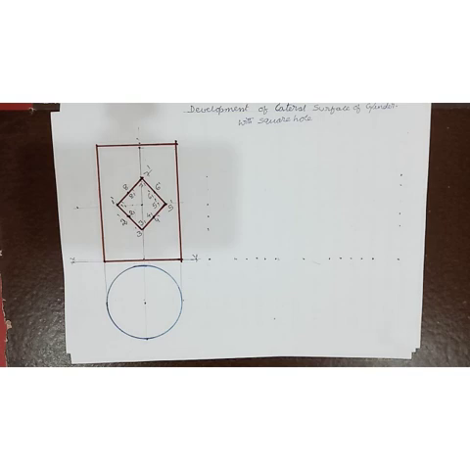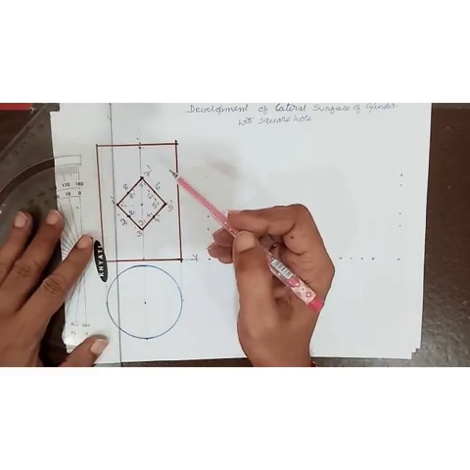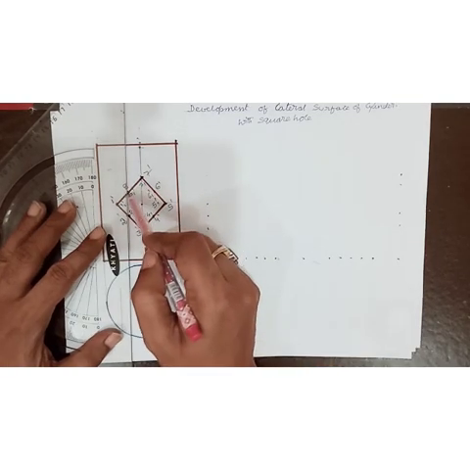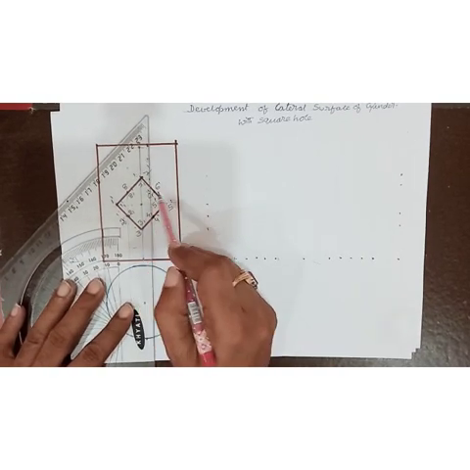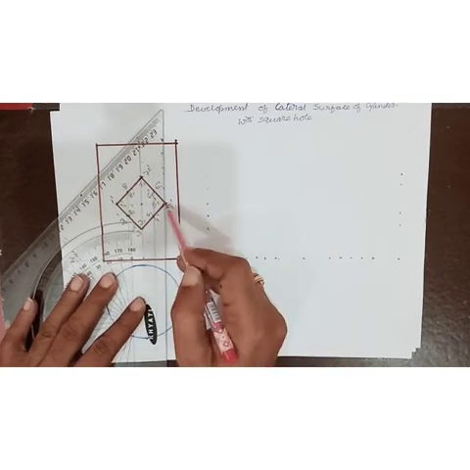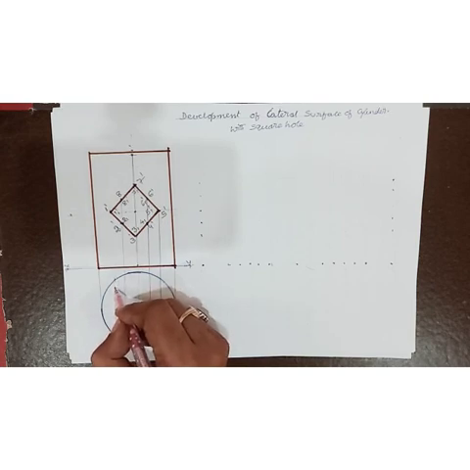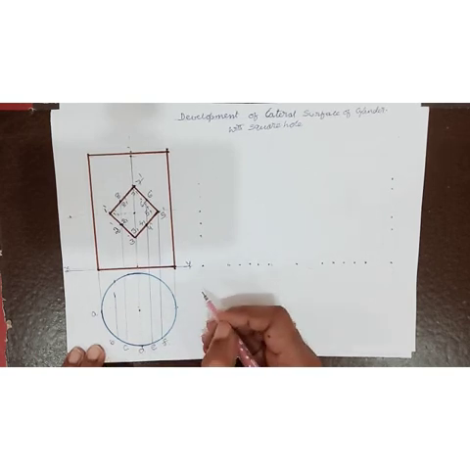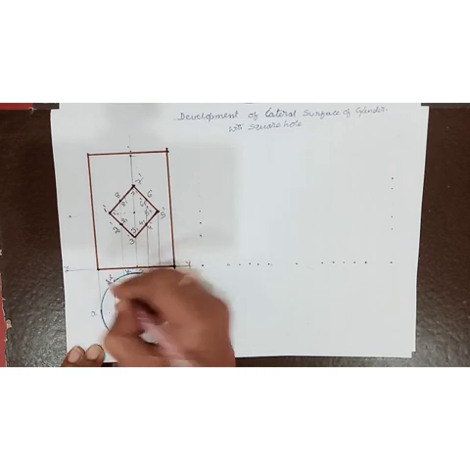After that, from various division points on the square, draw projectors towards the top view. Now give lettering in the top view. Say A, B, C, D, E, F, G, H, I, J, K, L.